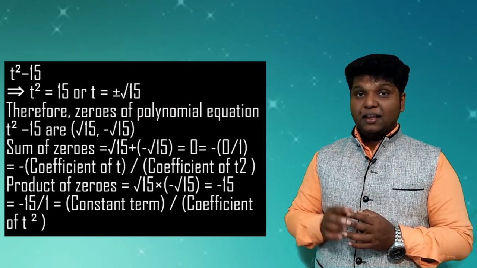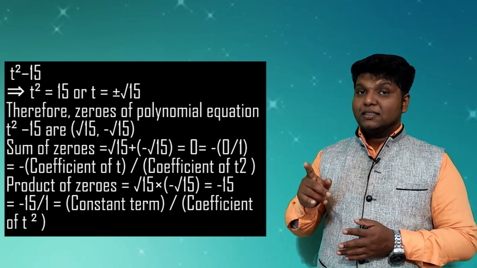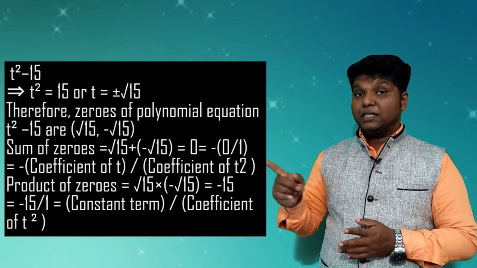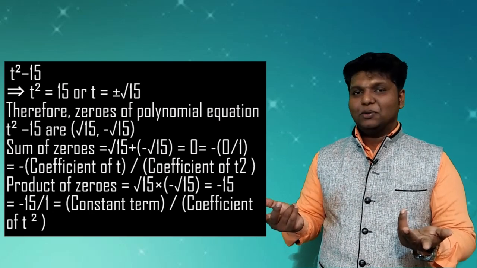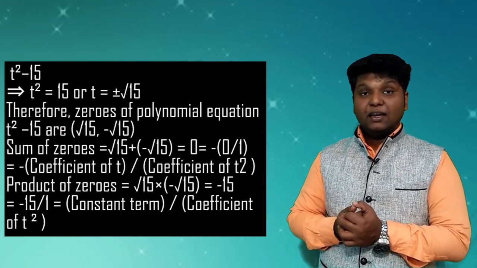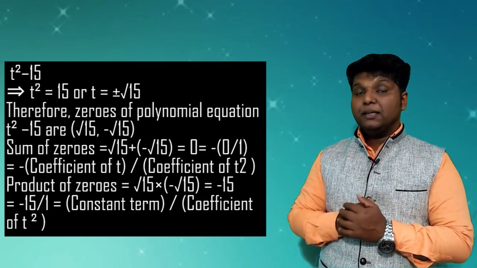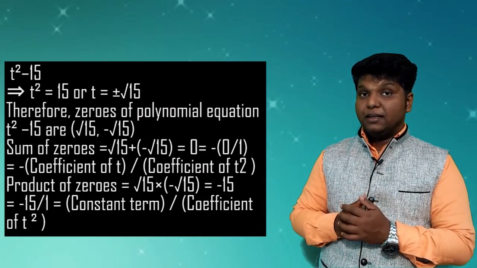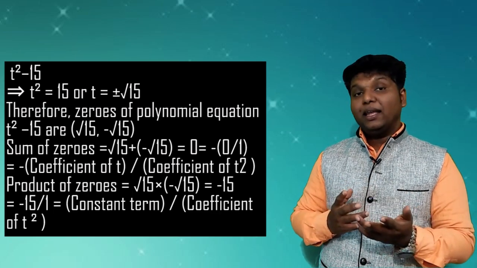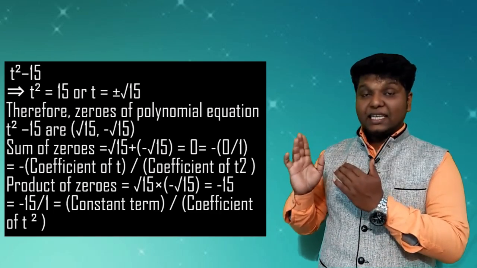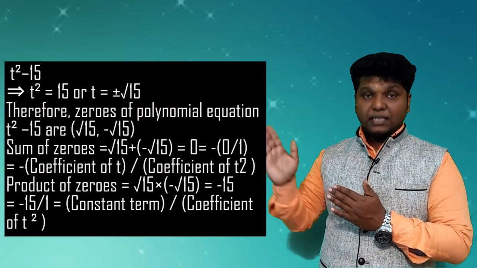Now let's verify alpha plus beta. What is alpha? It is root 15. What is beta? Minus root 15. Adding them together, you will get 0. So alpha plus beta is 0. Let us check whether this is equal to minus b by a. Come on, tell me what is b in this equation? Is there any b? No. You can see in this equation there is no such term in t, because it's an equation in t, right?